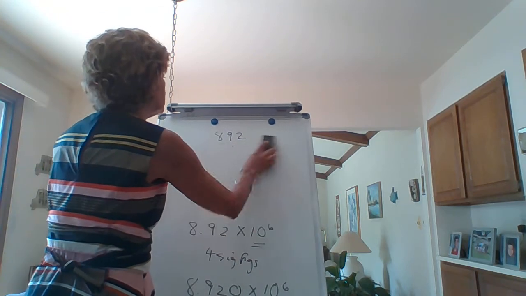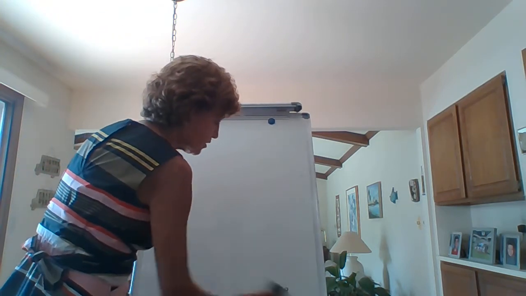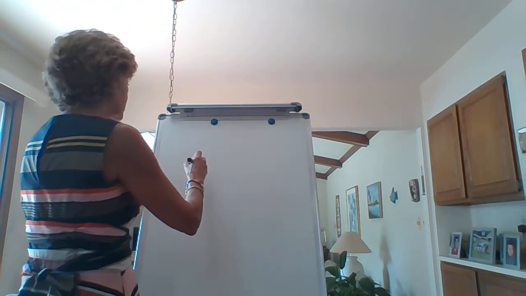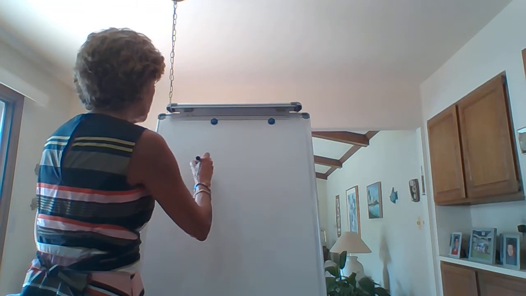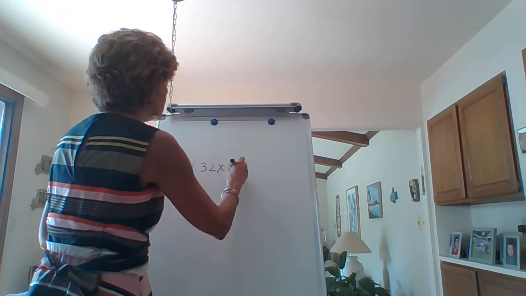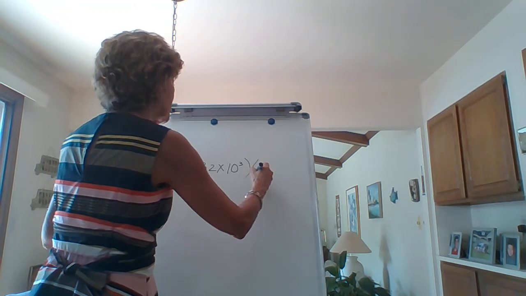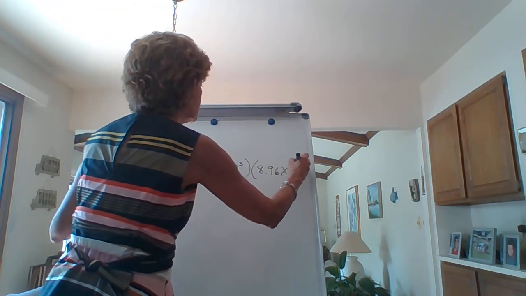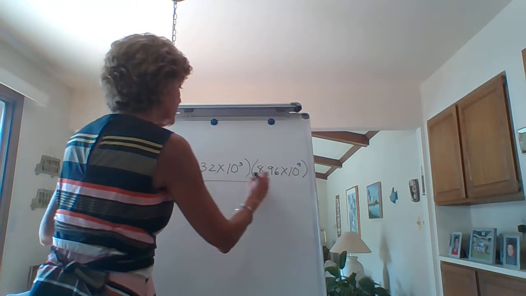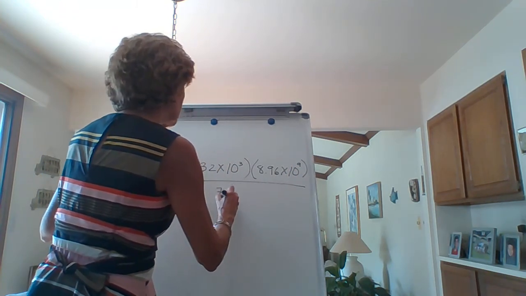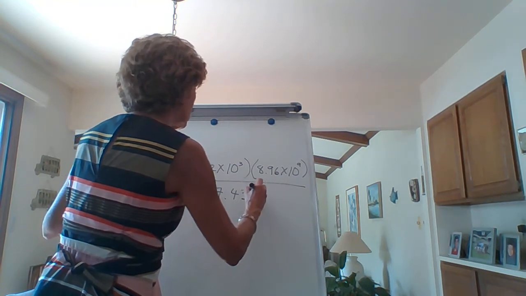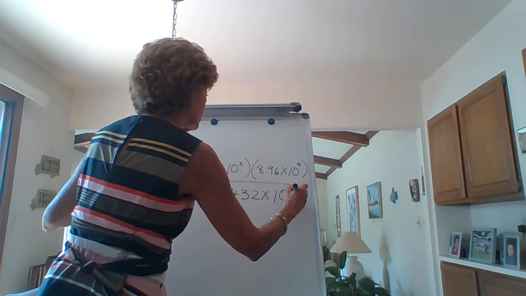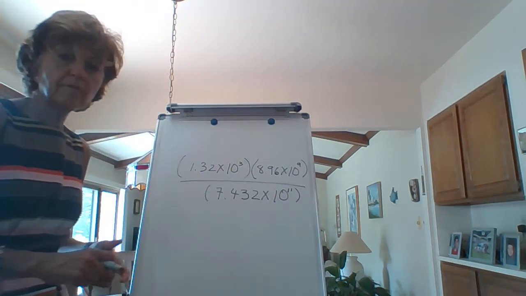Now, what if you had to do some multiplication and division with significant digits? Let's say you have this over here, 1.32 times 10 to the 3rd, multiplied by 8.96 times 10 to the 9th, divided by 7.432 times 10 to the 11th. Okay, all sorts of fun numbers here.